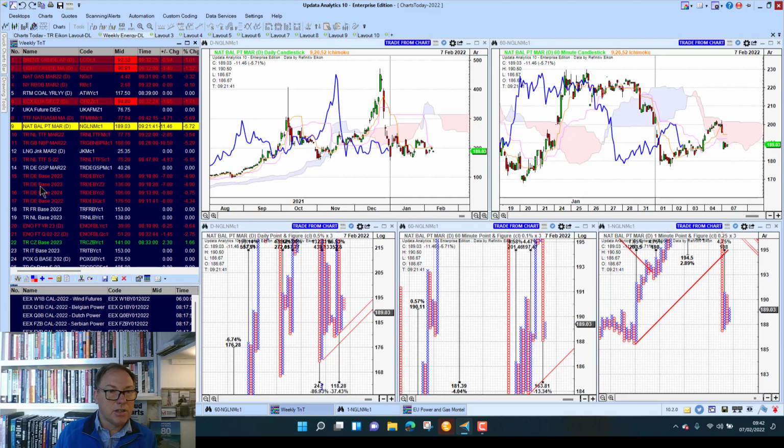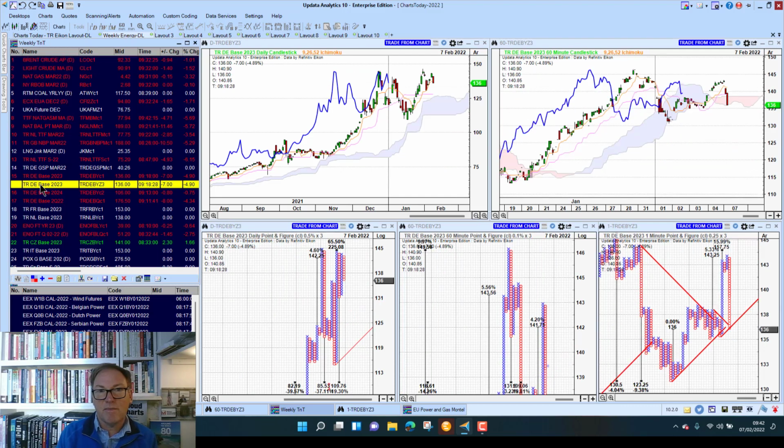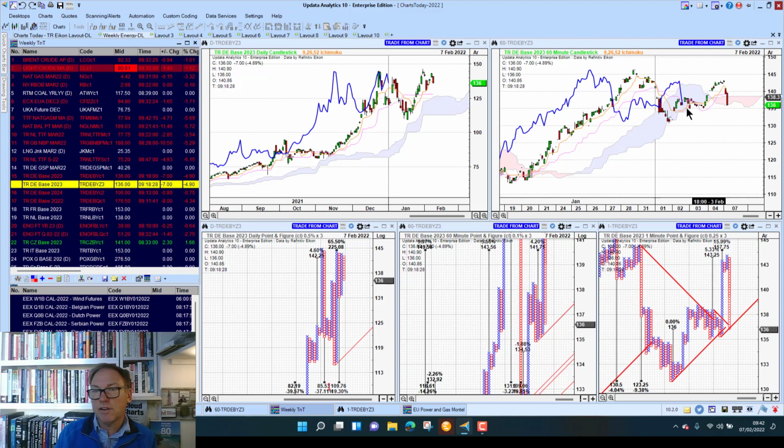Taking a look at German power, we're down again this morning, down 5%. So just really significant. Held the cloud, but we are just coming back a little bit under pressure. So we are seeing power markets falling away as well.